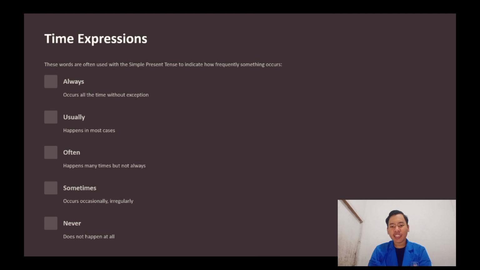Okay, next, time expressions. Let's look at the time expressions that are commonly used with the simple present tense. These words help us know how often something happens. Common examples are always, usually, often, sometimes, never, every day, every week, and every month. Here are some examples. I always drink coffee in the morning. She never eats breakfast. They study every weekend. These time expressions are very helpful to make your sentence sound natural and clear.